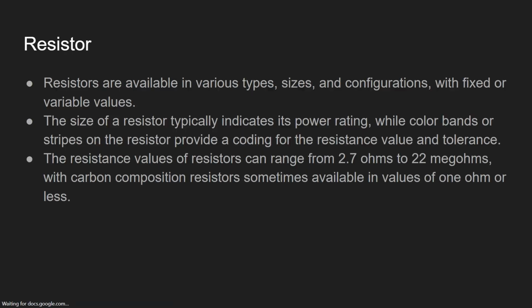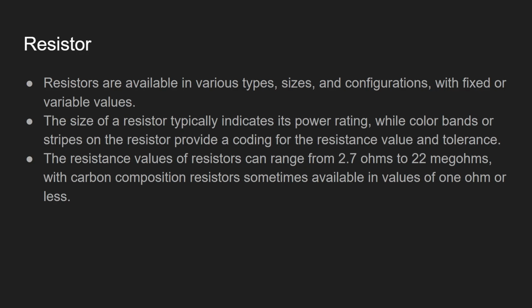Resistance. Okay, resistors have different sizes, different types, and different configurations, and fixed or variable values. So we've got different forms. We will talk about color bands. When we have to read the resistor and know the resistance of the resistor, we can read the color band on it, or sometimes we can just measure.